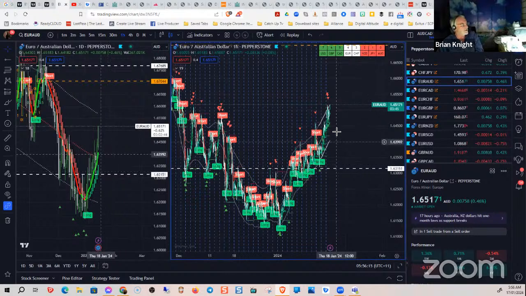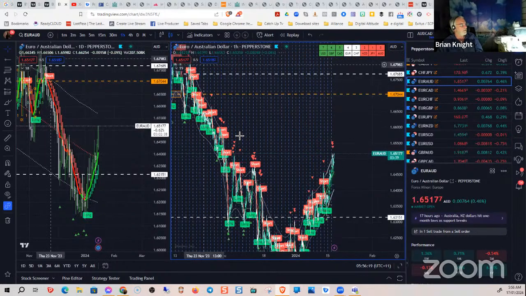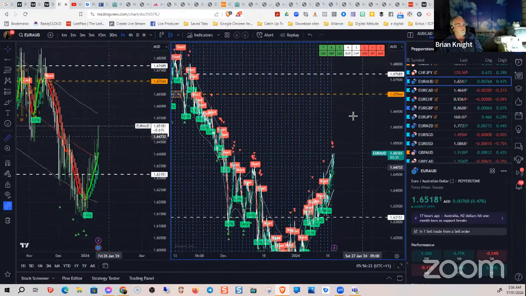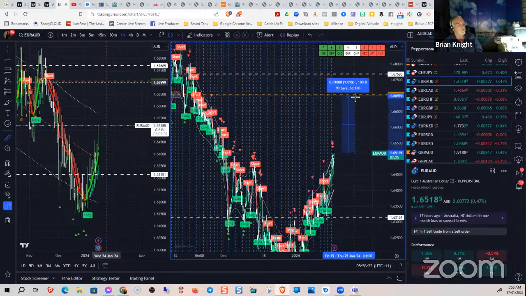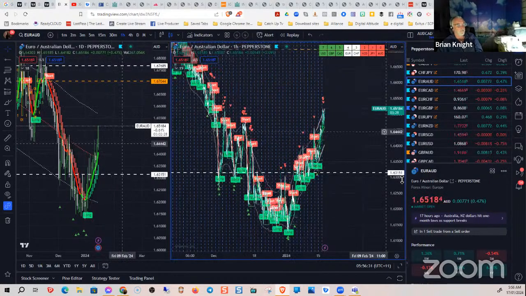All right, your AUD is there, and there is a bit more left in it if you can. So where is it at the moment? It's still sort of a 100, 200 pip move left in it, I think.